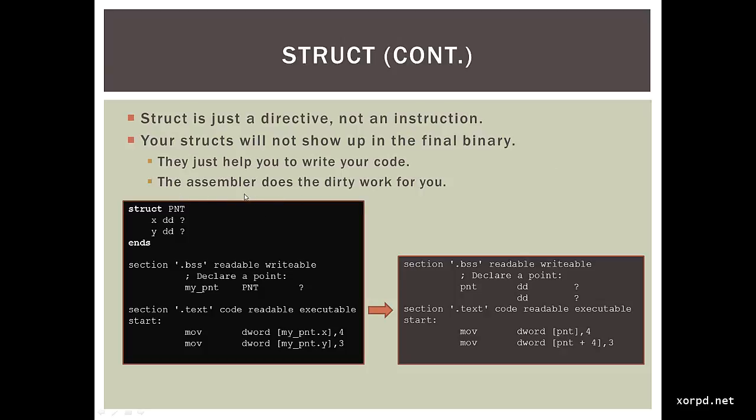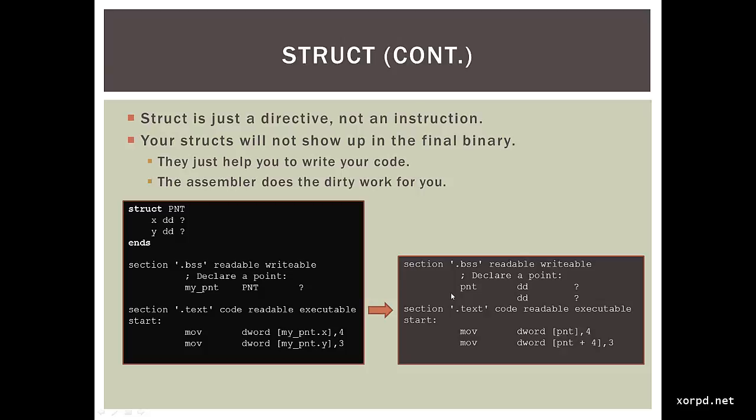And the assembler is going to understand this code as this code. The assembler is going to do this transformation from this kind of code, which is very readable, to this kind of code, which is more basic. If we didn't have the structure mechanisms, we would have to write this kind of code, which is pretty unfortunate.